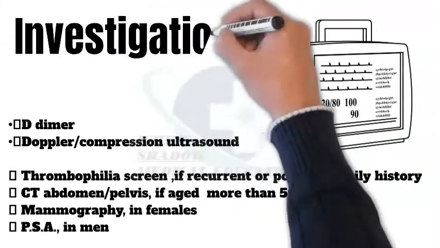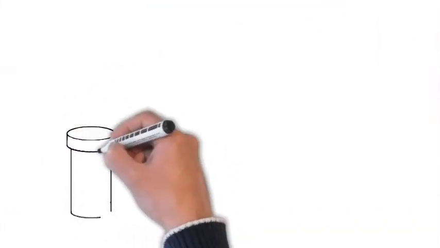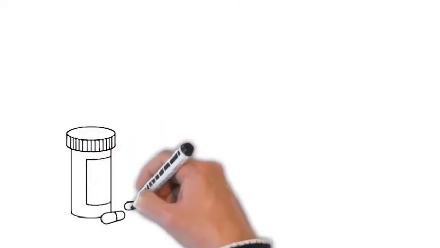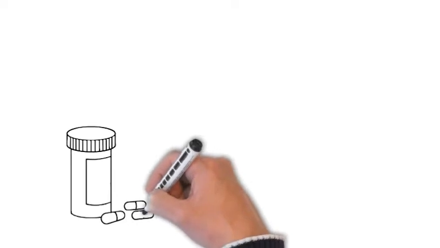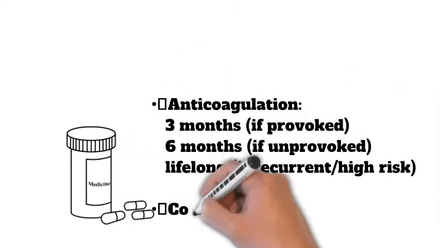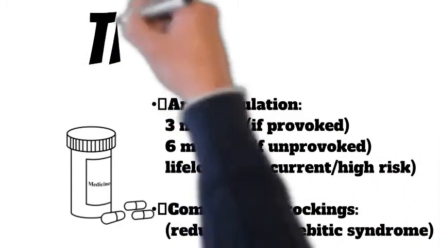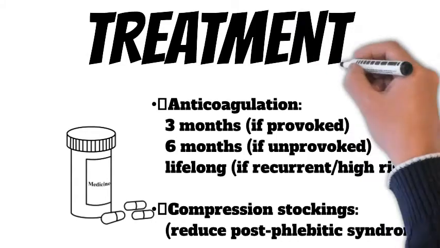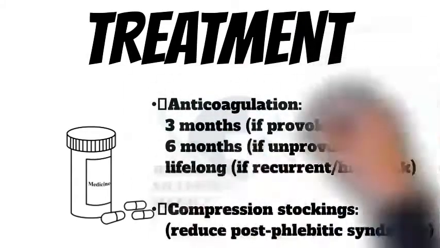Regarding treatment, we have a plan of treatment: anticoagulation for 3 months if provoked, 6 months if unprovoked, lifelong if recurrent or high risk. Compression stockings reduce post-phlebitic syndrome. Meanwhile, address the concerns of the patient. In the end, it's the time to close the case and talk to the examiner.